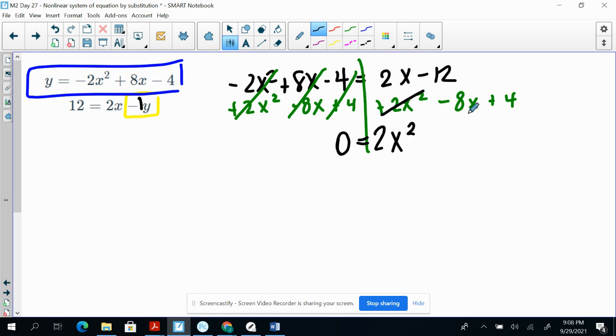I have a positive 2x and a negative 8x. That's going to be a negative 6x. Took care of that guy. And then negative 12 and a positive 4. So we're going to have a negative 8. Now, first thing you want to check always is there a GCF? And in this case, there is 2.